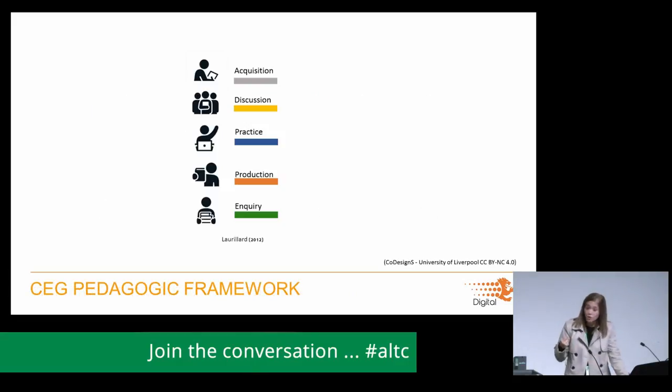Also within the co-design framework, we are using two frameworks. The first is the LILAD framework, the learning types. You can see there, for example, acquisition. One of the learning types is when you're reading or consuming some content, listening to a podcast, watching a video clip. Discussion, when you are discussing with your peers, with your tutor. Practice, when you're putting into practice what you're learning. Production, when you are producing something tangible, probably a digital artifact or something in a tutorial. Inquiry, when you're looking for information, searching on the internet, looking for information in the library. And there is another learning type that we don't mention there, which is collaboration, because we embed that in the production side of things. That's why it's not listed there.